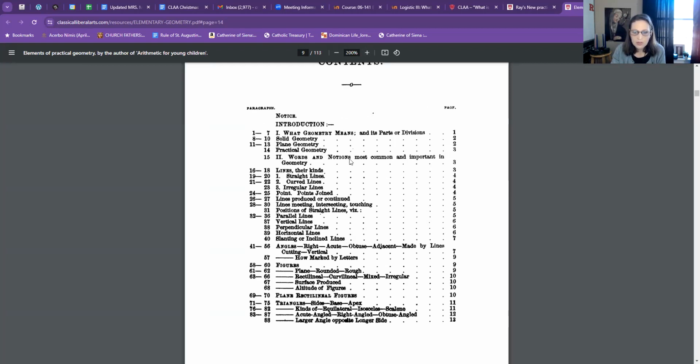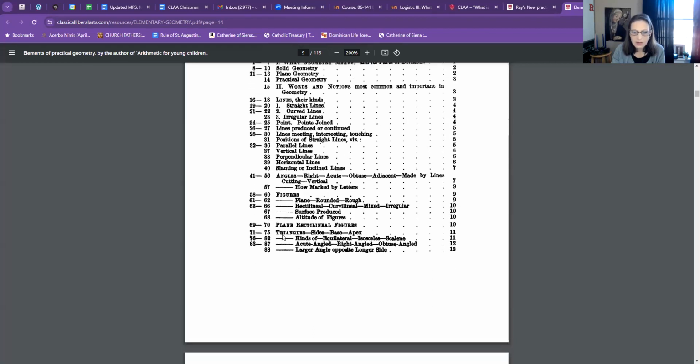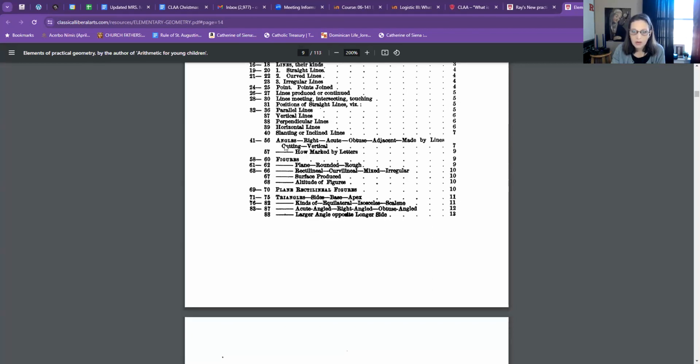Part 2 is words and notions most common and important in geometry. Lines: straight lines and curved lines and irregular lines. You're going to learn about what a point is, and all these things about different types of lines. Now look down here, you're going to learn about angles, all these different types of angles, and how angles are marked by letters. And then you're going to learn about figures: plane, rounded, rough, rectilineal. You don't even know these words yet. I'm still learning how to pronounce them. Rectilineal.